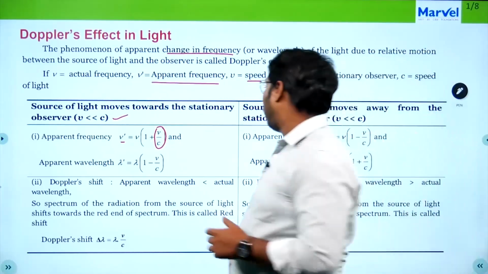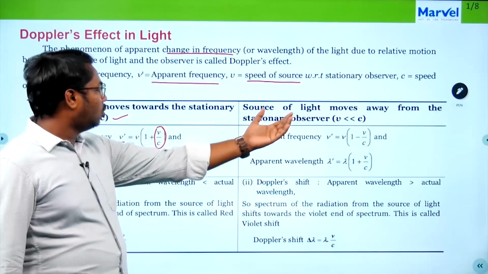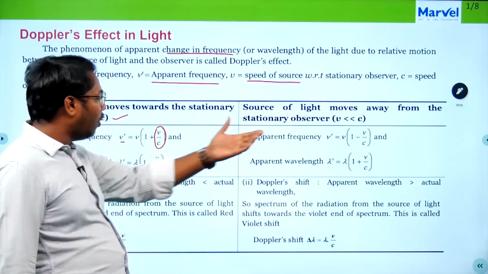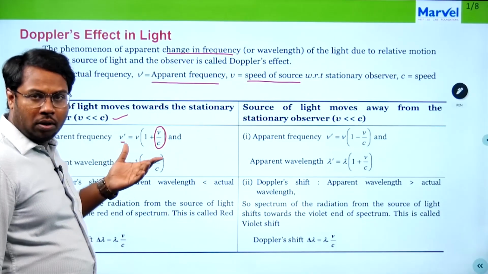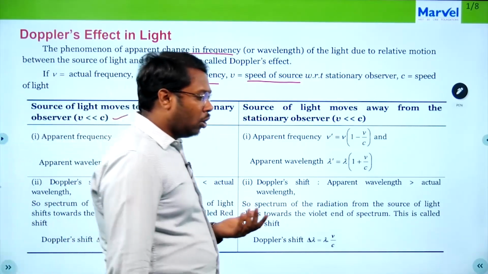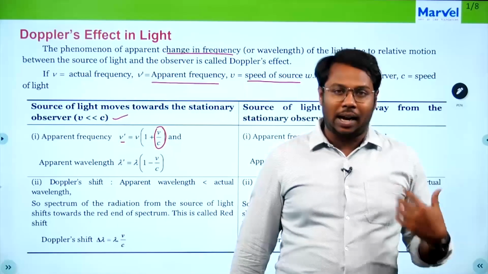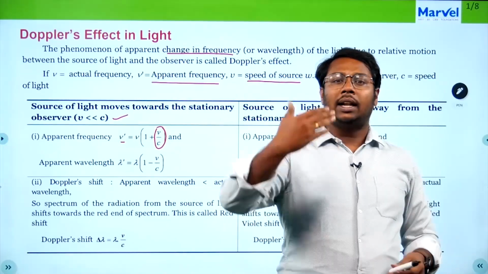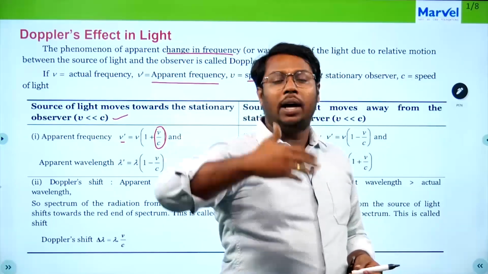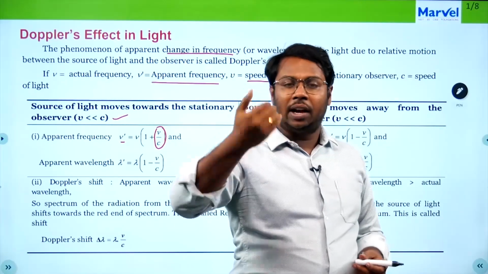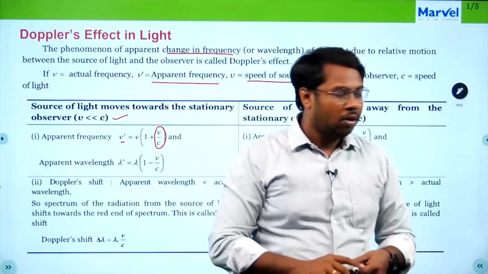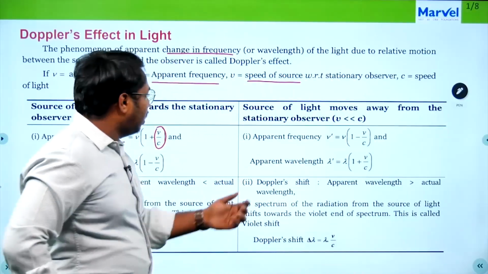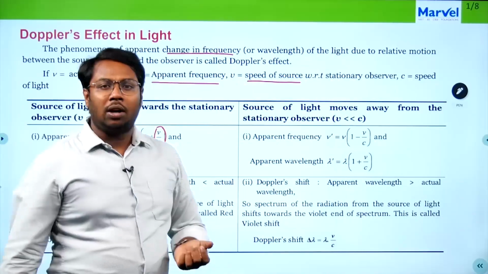Likewise, now coming to this side, where the source of light moves away from the stationary observer. Again, you being an observer, you are standing on a road and the light is going away from you, like a vehicle which is flashing a light moving away from you. So, here in this case the variables are the same.